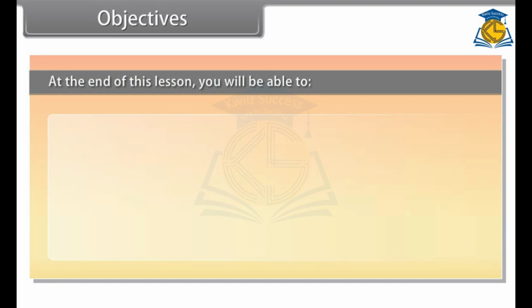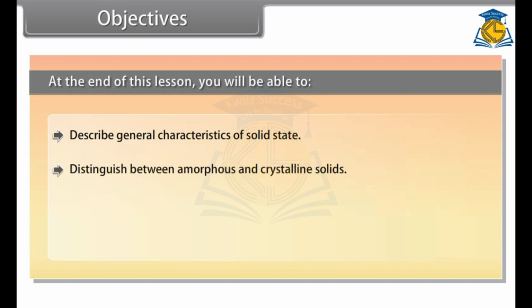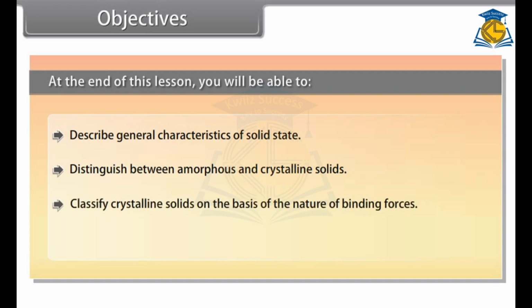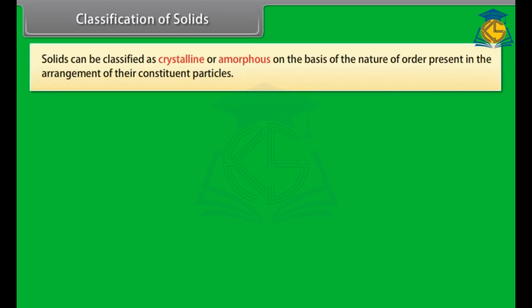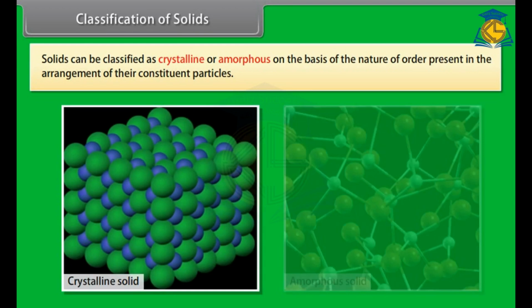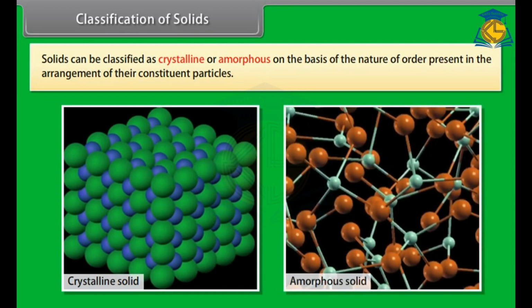Objectives. At the end of this lesson, you will be able to describe general characteristics of solid state, distinguish between amorphous and crystalline solids, classify crystalline solids on the basis of the nature of binding forces, define crystal lattice and unit cell. Classification of solids. Solids can be classified as crystalline or amorphous on the basis of the nature of order present in the arrangement of their constituent particles.